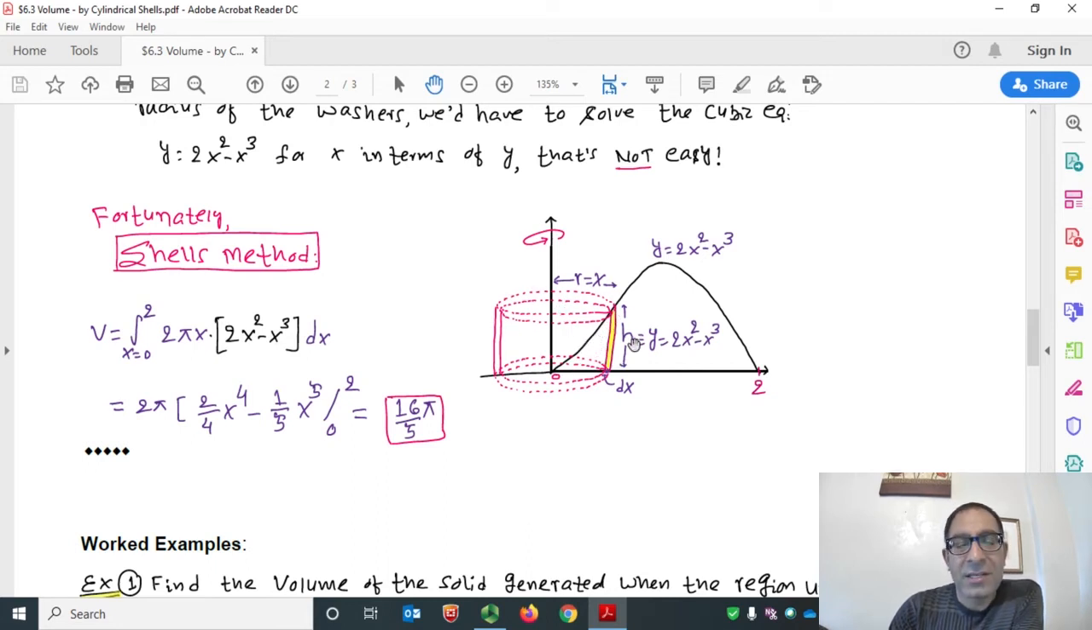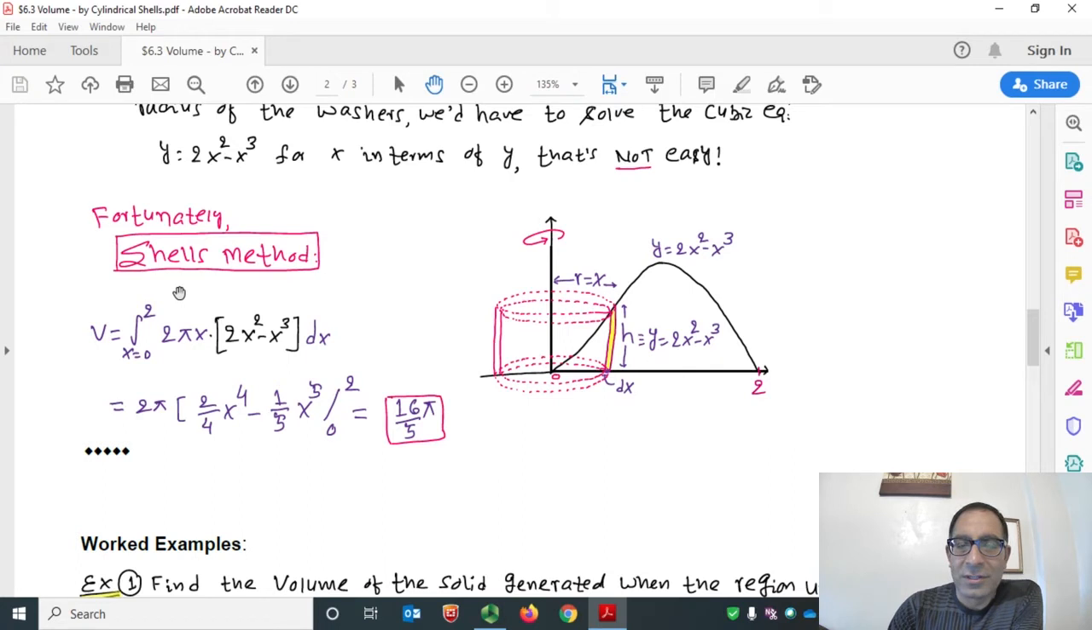So here the height, which is h, is given by the y here, which is y equals 2x squared minus x cubed. The radius of the cylinder is the distance from the axis of rotation to this curve, which is simply x. Thickness is dx, so we are integrating with respect to x.